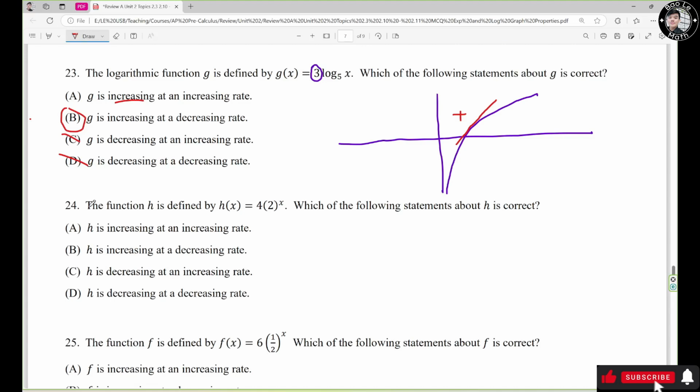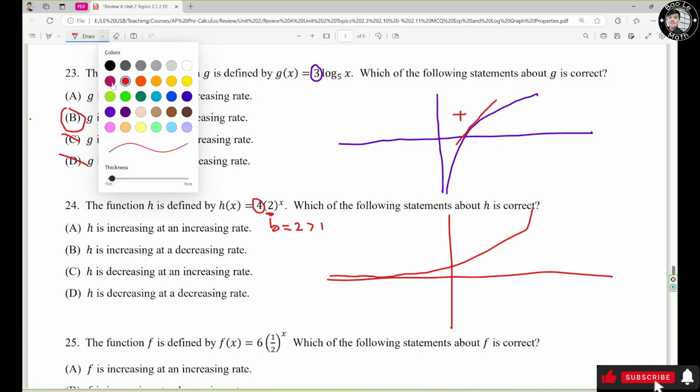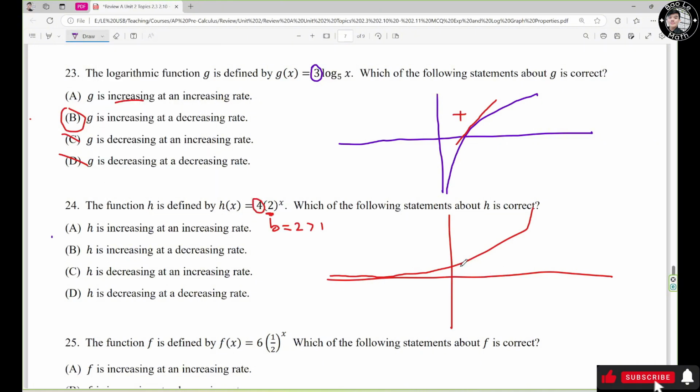Now let's move on to question 24. The function h is defined by h of s equals 4 times 2 to the s, right? So look at this one right here. This is exponential growth function, right? Because b equals 2 greater than 1, right? So it could be something like this, right? Look at the coefficient right here. It's going to be positive, right? So there is no reflection, right? The function h of s is increasing, right?